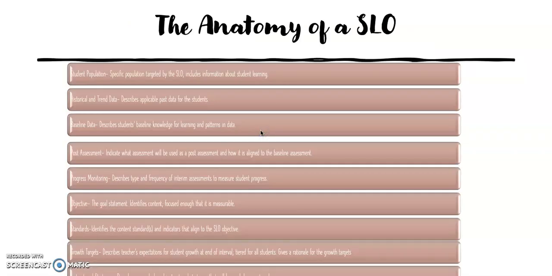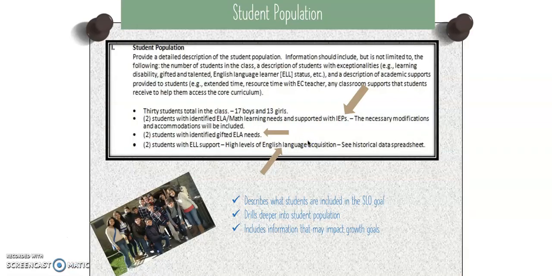Okay, so these are all the different parts of the SLO. And it looks daunting right now, but I promise you a lot of it is very basic and scripted almost, and I'll show you some examples along the way. So the first part of the SLO, and this is directly from the State Department website, is the student population. So you're going to provide a description of who's in your class, in your practicum. Information should include, but it's not limited to, the number of students, a description of students with exceptionalities, a description of academic supports, and any other kind of classroom supports they may need.